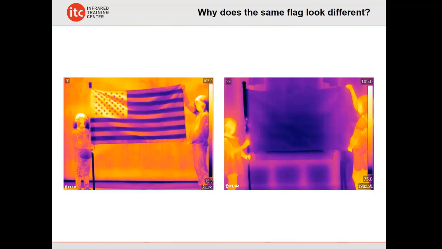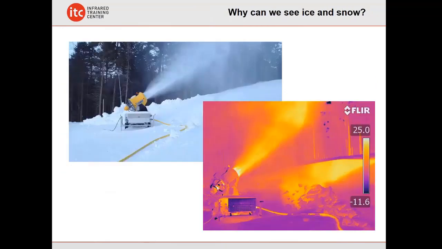And this is another thing that can be difficult for us as new thermographers to sometimes wrap our head around, that there's differences sometimes and yet other times there are not. Something such as snow and ice give off infrared radiation. Anything above absolute zero radiates some amount of heat.